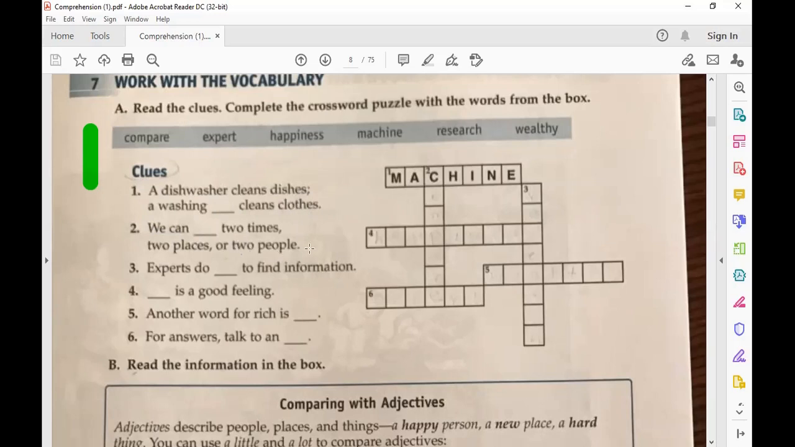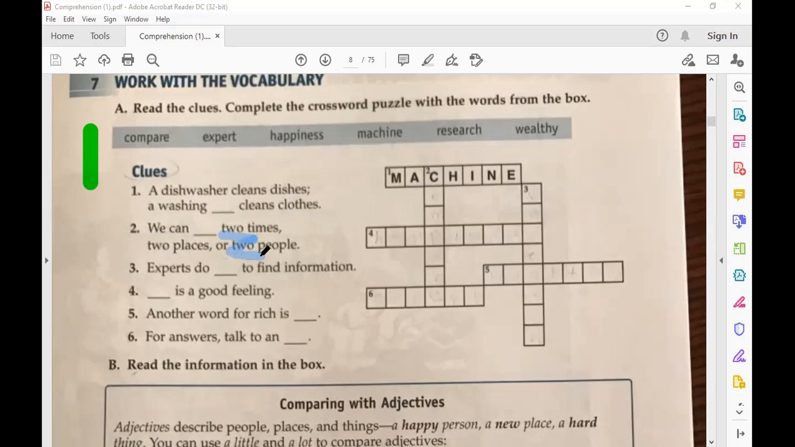Why did you say compare? Because it's between two things. Comparing two things. Because of the keyword, you found it, what is the keyword? Two.